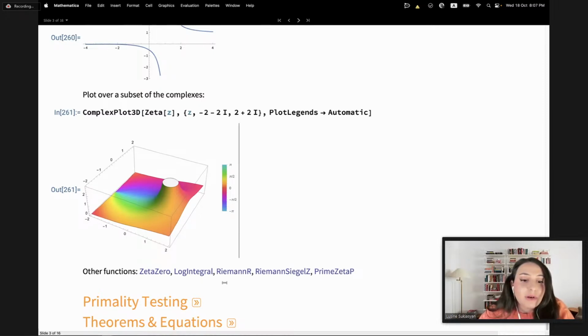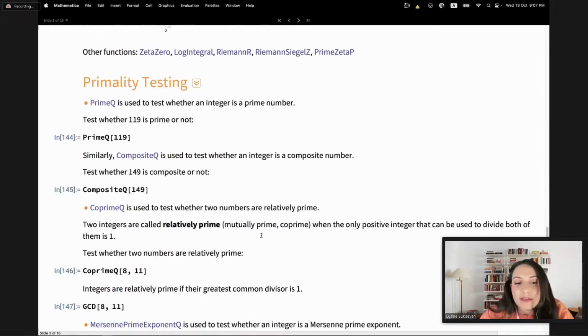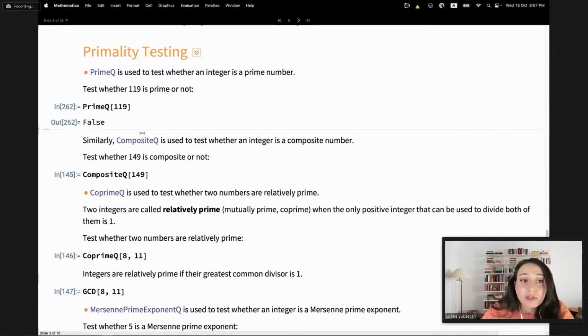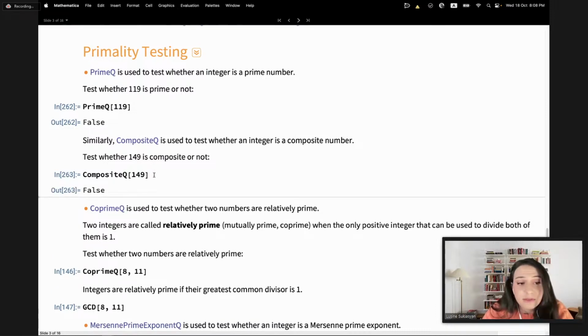So the next category is, again, a very important category of functions, primality testing. PrimeQ is one of the functions, and as you can guess, PrimeQ is used to test whether an integer is a prime number or not. So, for example, we can test whether the number 119 is prime by simply doing this, and false, it is not a prime number. Similarly, CompositeQ is used to test whether an integer is a composite number. So we can test whether 149 is composite by simply doing this, and this gives you false. So that's not a composite number, that's a prime number.